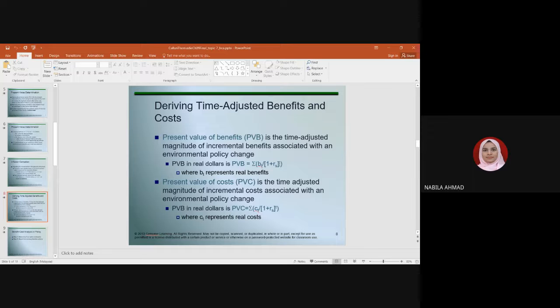BT adalah incremental benefit, this one adalah incremental benefit, and BT yang besar tu, okay, yang tu kalau kita dah selesaikan, maksudnya kita dah simplifykan. Kalau dalam textbook dia ada BT yang besar, yang tu kalau kita nak, more kepada kalau kita nak expand lagi formula tu.